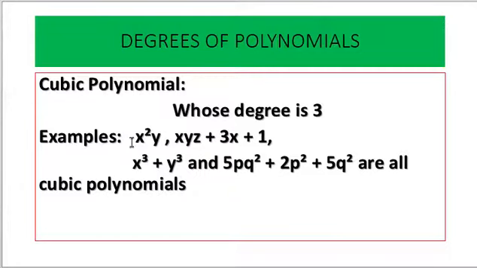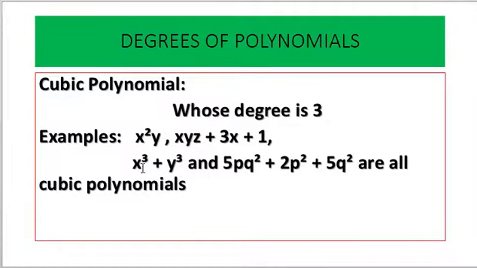Now watch the examples. Here in this polynomial, the coefficient is 1, but now come to the powers. Powers 2 and 1, 3. So x square y is a cubic polynomial. Here we will also add the powers. These are the 3 variables. So x is 1, y is 1, z is 1. So the power is 3.